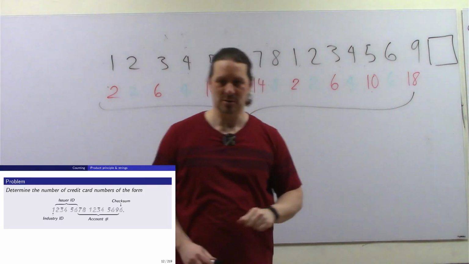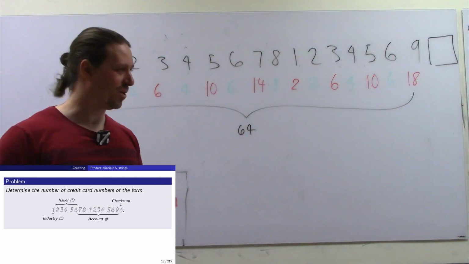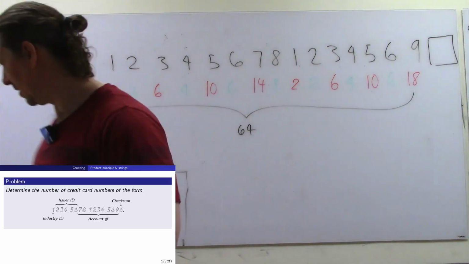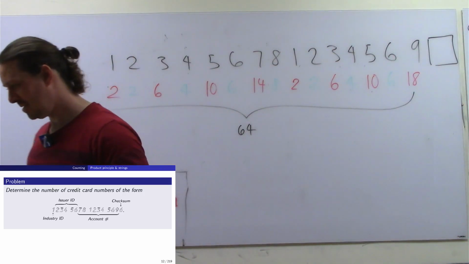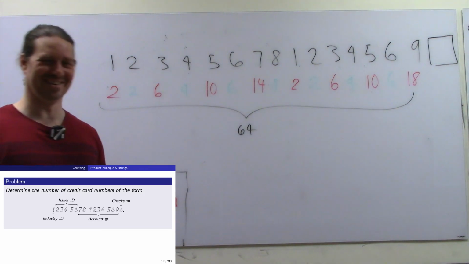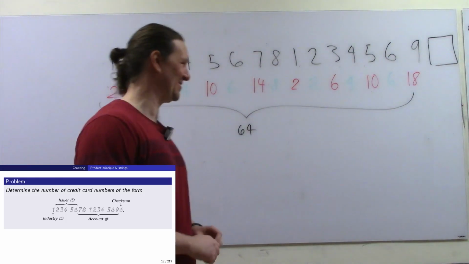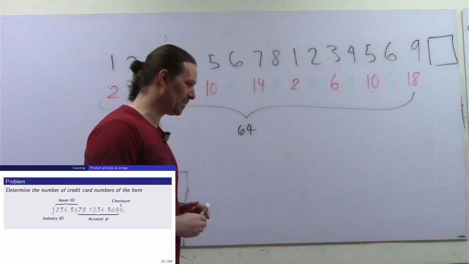Oh, I added wrong. I wasn't adding digits. Remember, add digits, not quantities. I should have brought a calculator with me. No pressure. Yes, 64, okay, it's confirmed from the audience. These add up to 64.